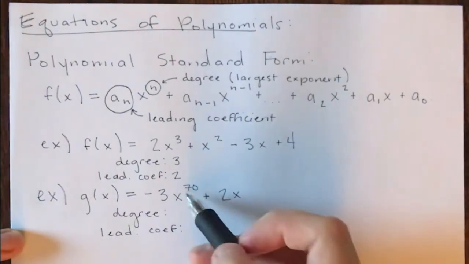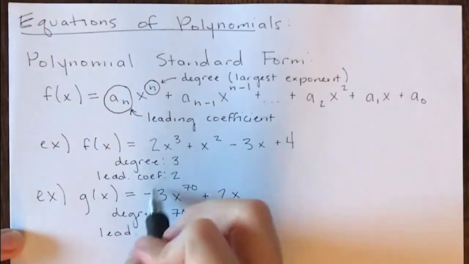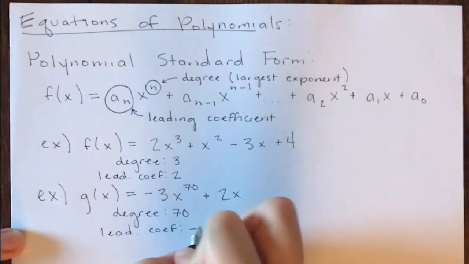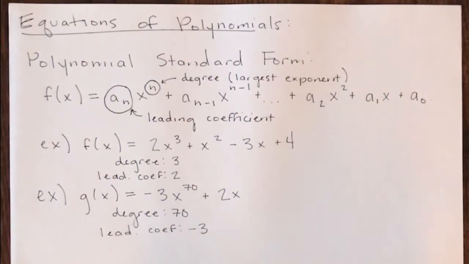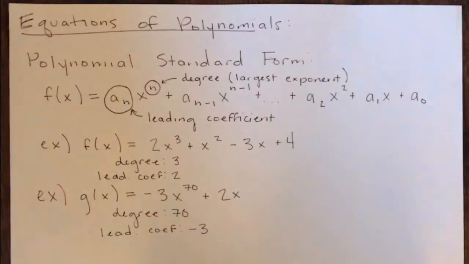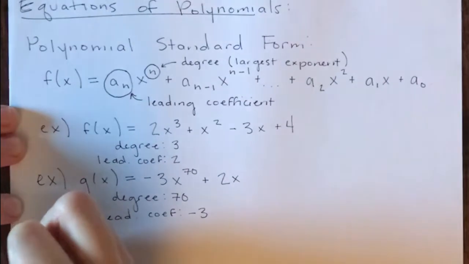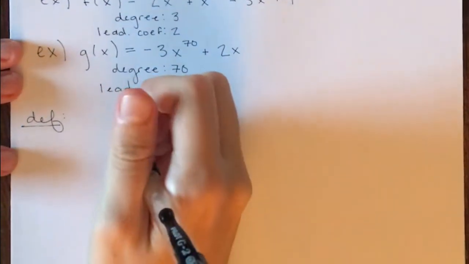Well, our largest exponent is 70. And the coefficient attached to that term is -3. Awesome. So that is standard form of a polynomial. Next up, definition. This is going to seem unrelated, but we're going to wrap it back around.